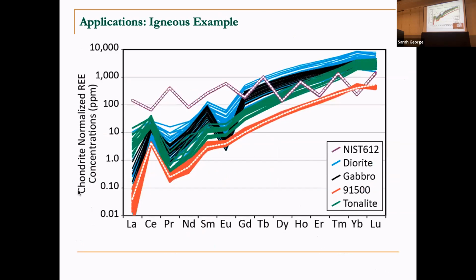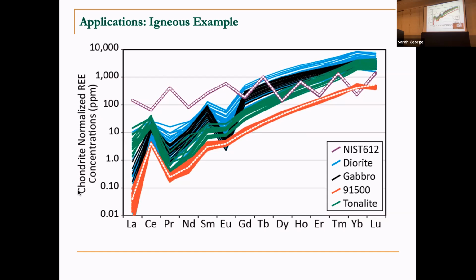Here's a quick example from our lab, in the early days. I mentioned don't use glasses, but we do use a glass. We use this as a long-term monitor of how we're doing in our lab. This is a NIST glass. It's doped with a bunch of trace elements, and we know those concentrations, so we can measure this to monitor how our mass spec does through time. All of these purple points are NIST. The white line in the middle is the known value. So we're doing pretty well.